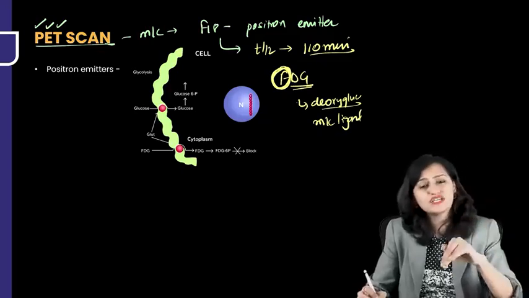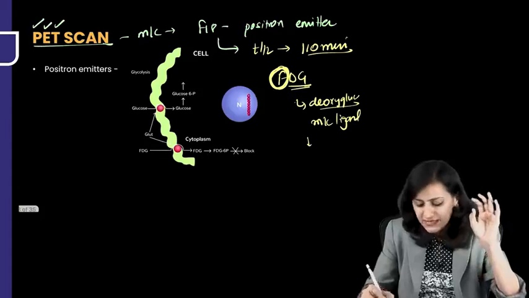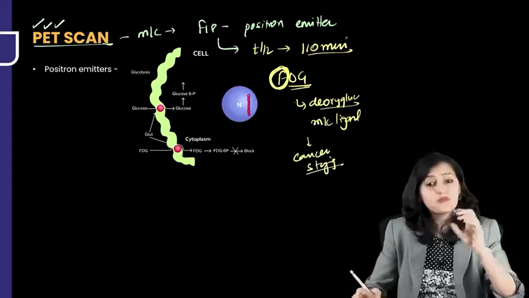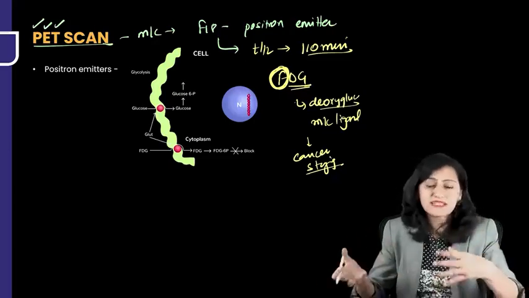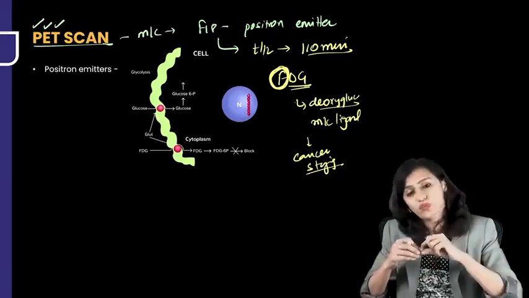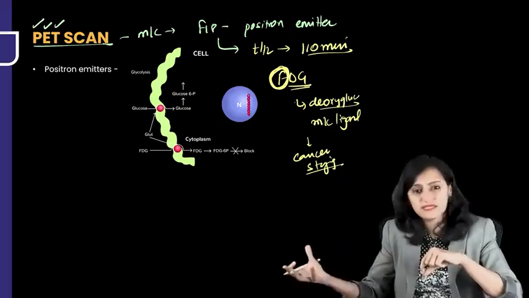Why do we use DG as the most common ligand? Because the primary indication for PET is for cancer, the staging of cancer. So what happens is, in the cancer cells, we know that there is Warburg effect. Cancer cells take up more glucose, and so what will happen? They will take up more deoxyglucose as compared to normal cells.